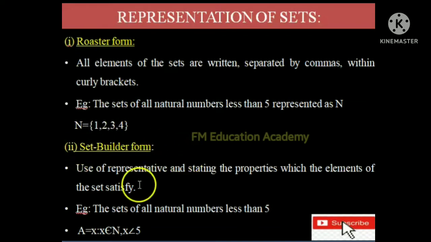Now what about set builder form? In set builder form, we use a representative and then we state the properties which the elements satisfy. For example, again I will take the same example, the set of all natural numbers less than 5. So here I will write it as A is equal to {x : x ∈ N, x < 5}. The symbol ∈ represents belongs to. Here I will not define 1, 2, 3, 4. I'll just represent that x should be less than 5 and that x will be categorized under natural numbers. That is how a set builder form is written.